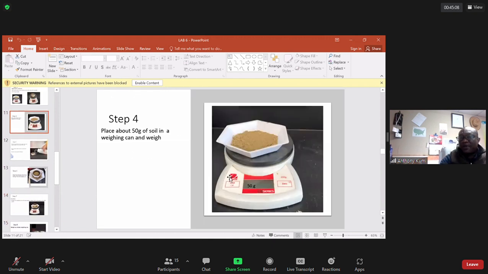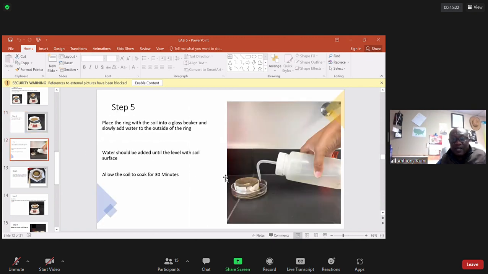Then thereafter, you take a petri dish or a weighing container like this and weigh the same soil. The same soil that you put in the ring, you weigh 50 grams into this, and then you take it out. Then you put your first ring with the 20 grams of soil in a petri dish, and using the squeeze bottle, you add water to the side. Okay?